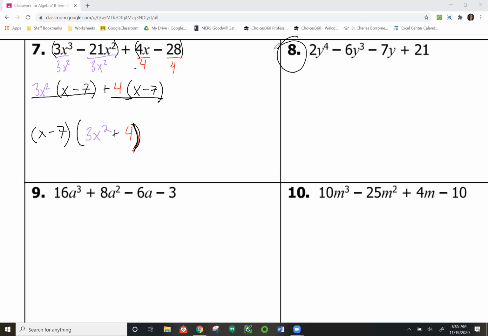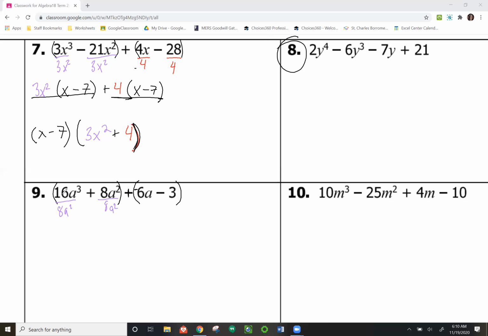Number 9, let's do our grouping. All right, this is a minus sign, so make sure you do change it to plus a negative, okay? So when you're doing that grouping, you want to make sure that in between your groupings, you have a positive. All right, what can we factor out of the first two terms? Well, I can factor out, looks like an 8a squared. 8a squared.